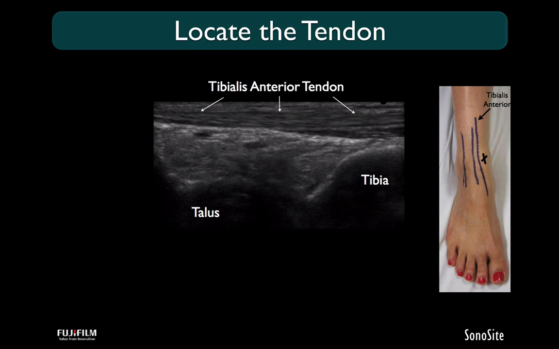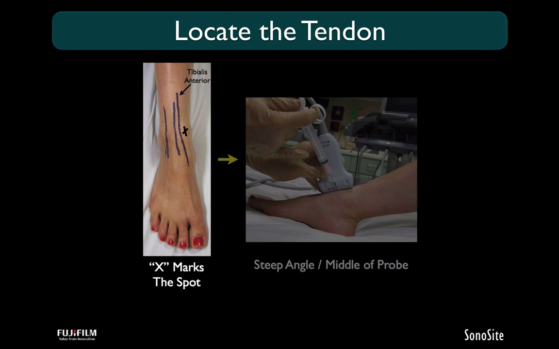So again, you can see there's a tibialis anterior. If you flex your foot up, you'll actually be able to palpate that in yourself. And if you can't palpate on the patient, you can just find it by putting the probe on because that tendon has a nice fibrillar structure. And you see that tibia and that talus. Again, X marks the spot. You're going to come right medial to that.